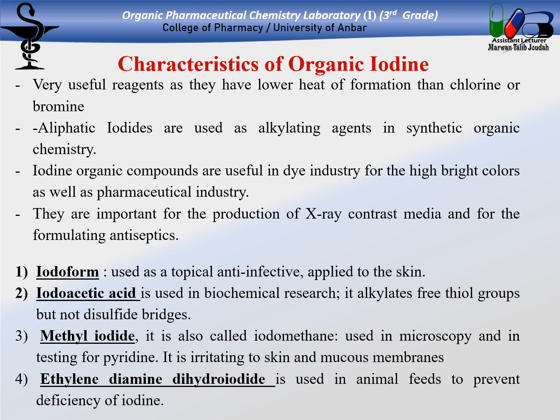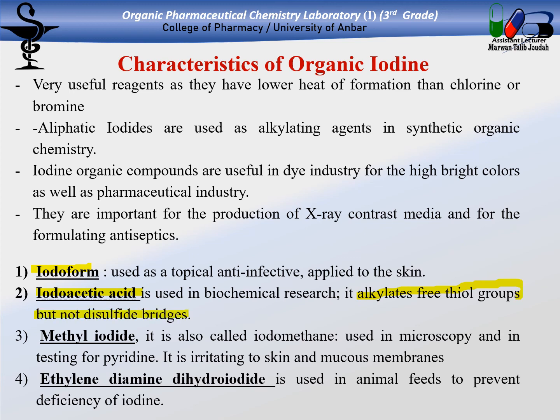Here are 4 different compounds of iodine, and we've talked about iodoform, okay, it's the first one. And we've talked about iodoacetic acid, which is one of the molecules. So iodoacetic acid is used in biochemical research. It alkylates free thiol groups, but not disulfide bridges. So this is really an important use of iodoacetic acid.